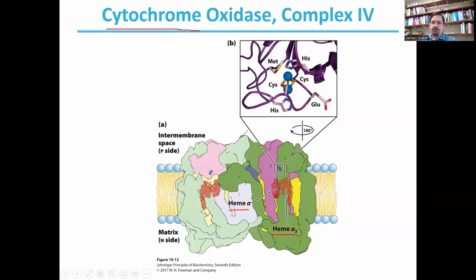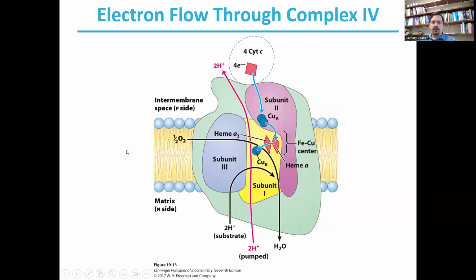Our complex 4 forms multiple units that are combined into a dimer. So you can notice if I cut this right down the middle, we have these two halves that look essentially the same. These are the two monomers of our dimer, but each of these monomers are made up of many smaller subunits as well. So let's take a closer look at what's going on inside of one of the monomers of our dimer. This would be duplicated in the other half of our dimer.